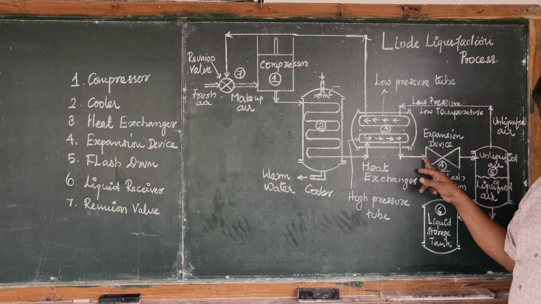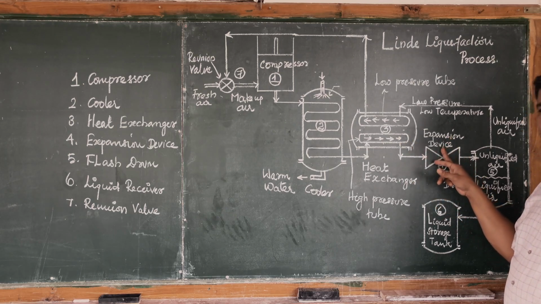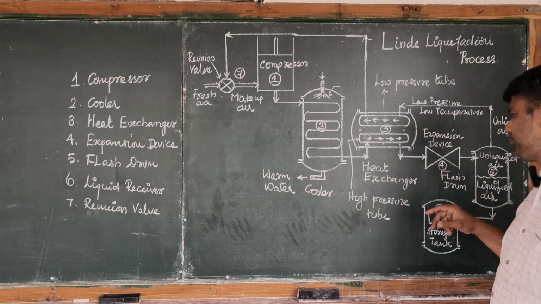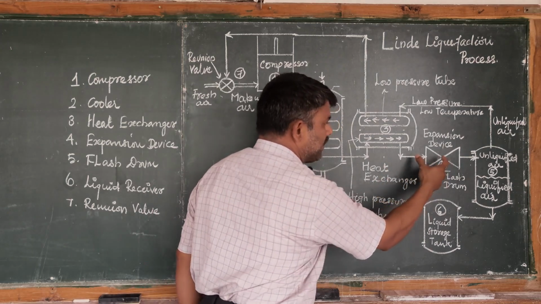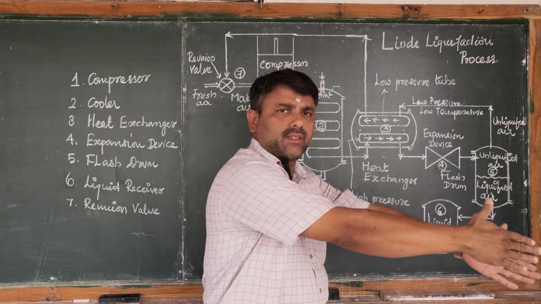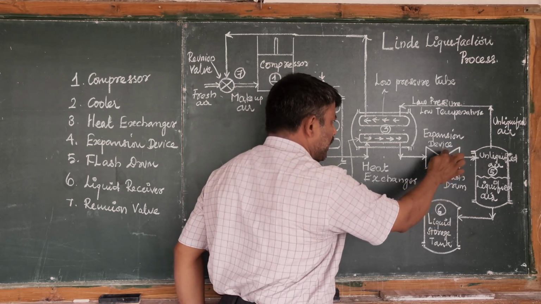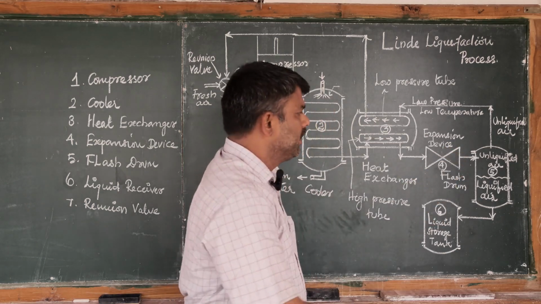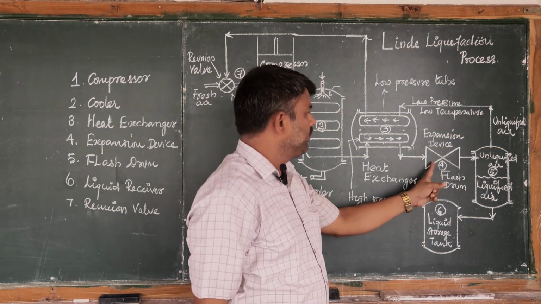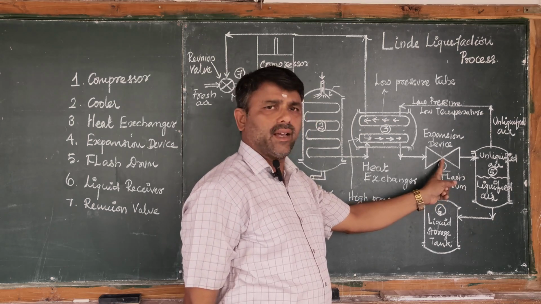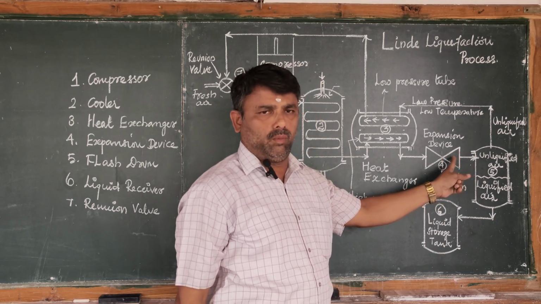Once the air enters the expansion device, see this expansion device. It has three sections: the convergent section, which narrows down, the throttle area, and the divergent section.